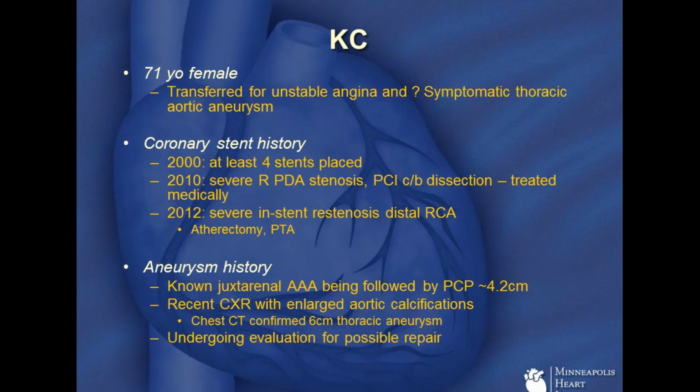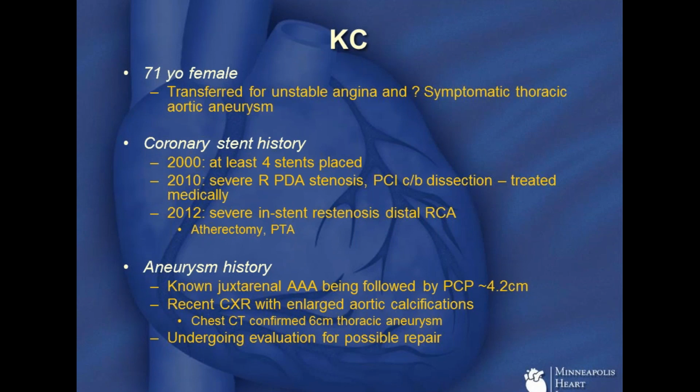With respect to her aneurysm, she'd had a known juxtarenal aneurysm for years, which had been followed by her primary care. It had been small 6 months before her presentation. On a CT scan, it was 4.2 centimeters. Interestingly, she had never had her chest imaged until a chest x-ray for bronchitis showed enlarged aortic calcification. She had a chest CT done that confirmed a 6 centimeter thoracic aneurysm at that time.